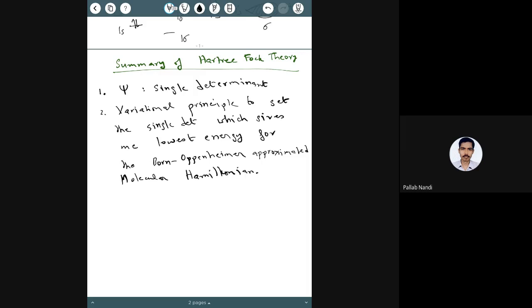Someone tell me, what is the Born-Oppenheimer approximation? Who remembers? Electrons are very fast moving compared to the nuclei, so the nuclei can be considered to be at rest. Yes, you consider them at rest. So the nuclei don't move while the electrons move. So we can have a description for the electrons independent of the position of the nuclei. That is the Born-Oppenheimer approximation.